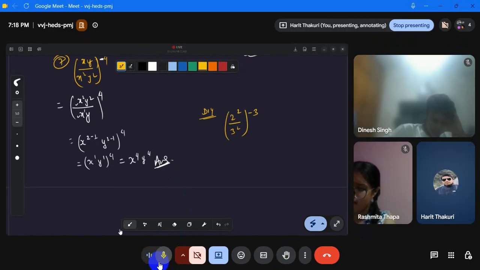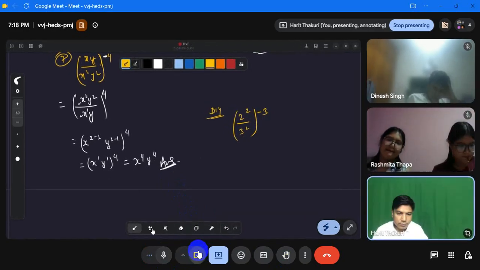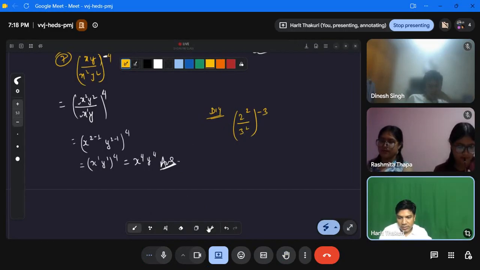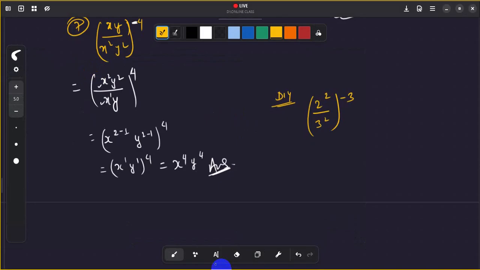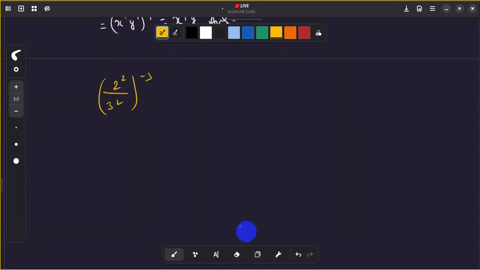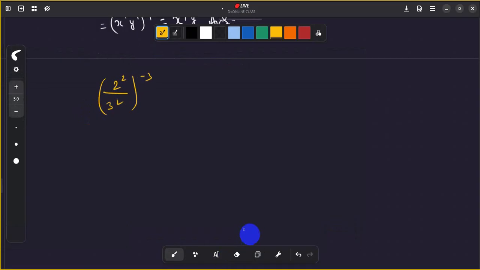Okay, got your answer? No, sir. Not got it. Are you facing difficulty on this? Yes, sir. 2 square divided by 3 square whole to the power minus 3.